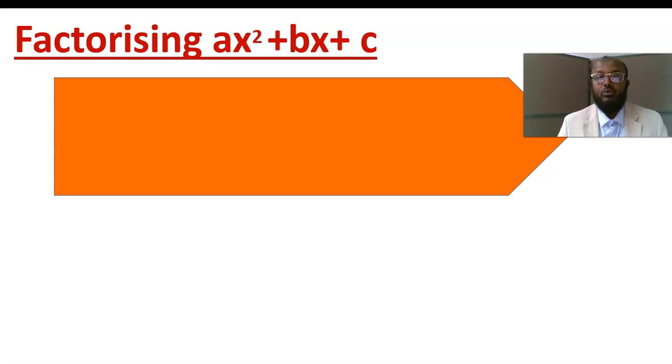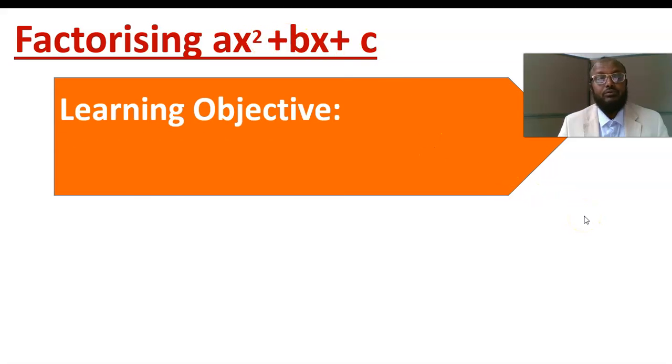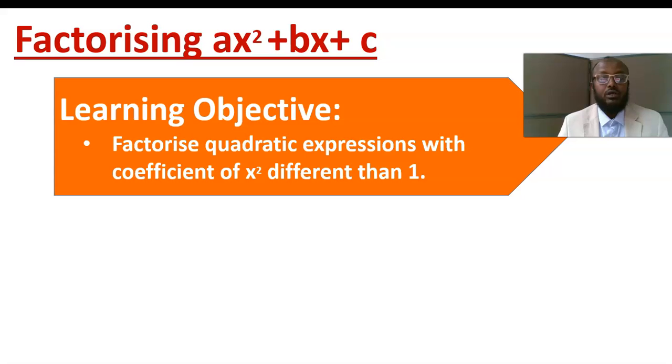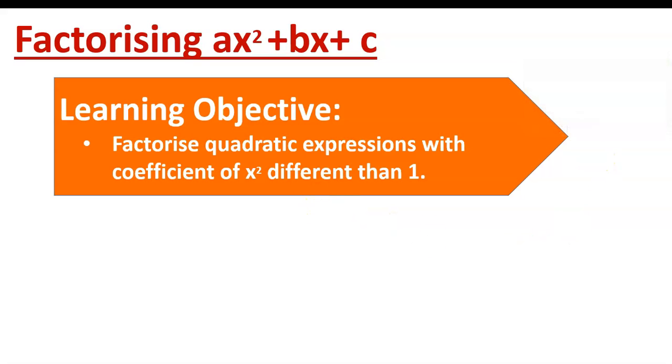Today, we're going to learn how to factorize quadratic expressions of the type ax squared plus bx plus c. Learning objectives: our learning objective is to factorize quadratic expressions with a coefficient of x squared different than 1. So for example, this a here can be 2, 3, 4, or any much bigger number. So this is what we're going to learn today. So let's start.